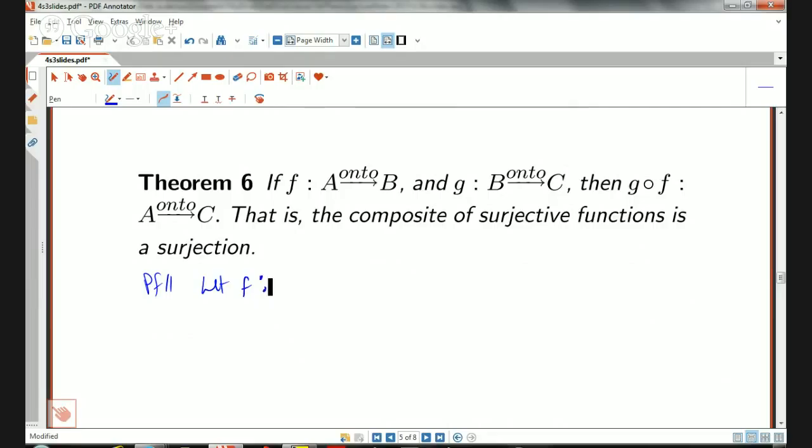Let F take A onto B, and G take B onto C. We'll just write A onto C; that's all we need. We want to show that G composed with F is onto. How do we show onto?